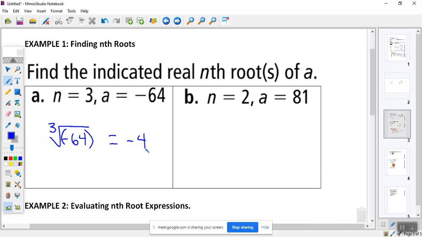So the only time you can ever evaluate a root of a negative number is if this index is odd. It has to be odd up here. That's the only way you're going to get an answer. If this was even, then you would say no solution. Okay? Let's talk about this one.